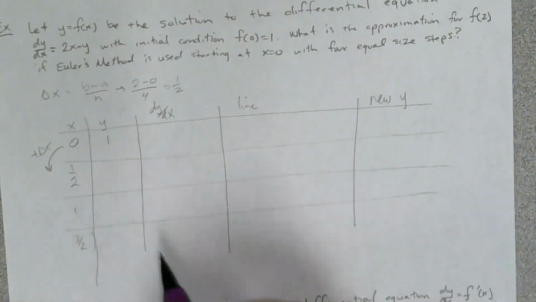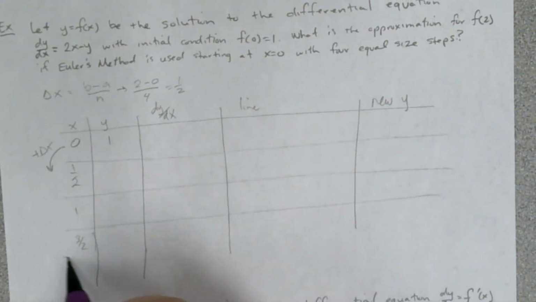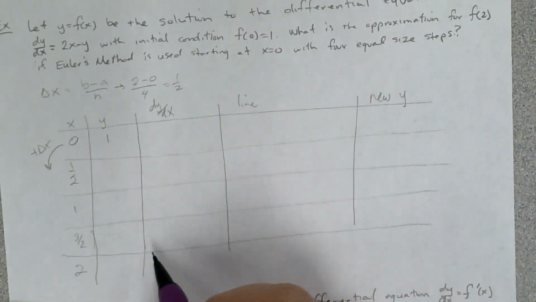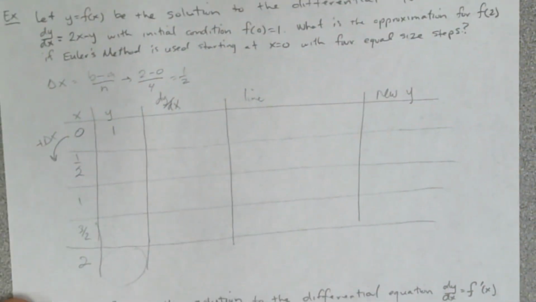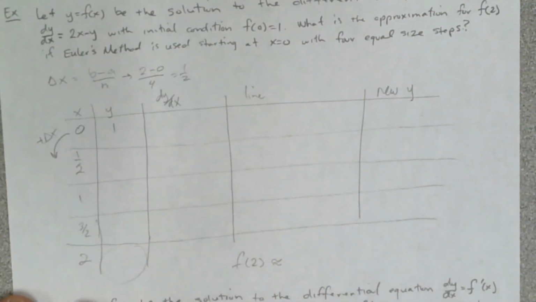And then finally the last one down here, which is what we're going to be trying to shoot for, is what happens when x is 2. So we're going to be looking for this number right here in our process. Okay? So whatever we get here, f of 2 will be approximately equal to whatever that number is that we get right there. So here's our process.